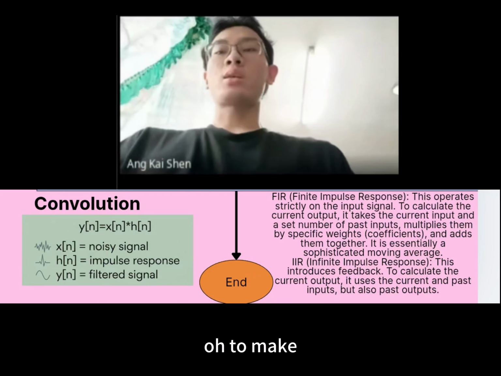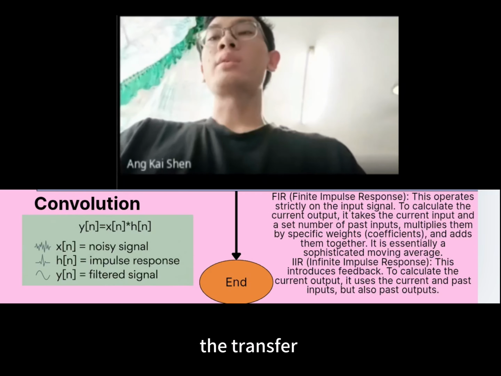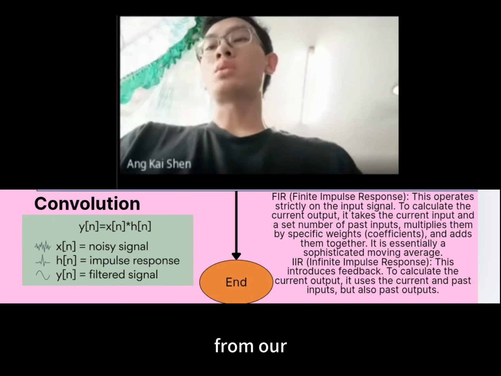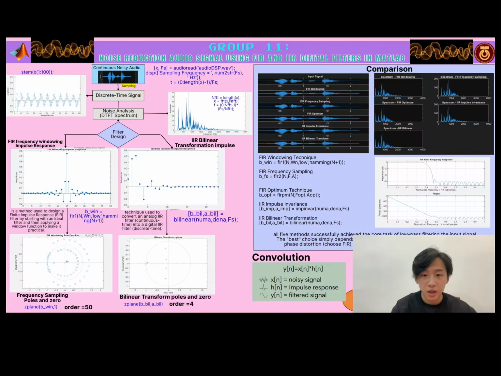So, to make conclusions, convolution is the mandatory block that transforms our abstract mathematical equations into clean real-world audio. In conclusion, by using these filtering methods, we successfully remove the unwanted noise from the audio signal. The best choice simply depends on what your project needs the most. If you need a clean signal with zero distortion, you should choose FIR filter. But if you need faster processing and less delay, IIR will be the better option. Thank you for your time.